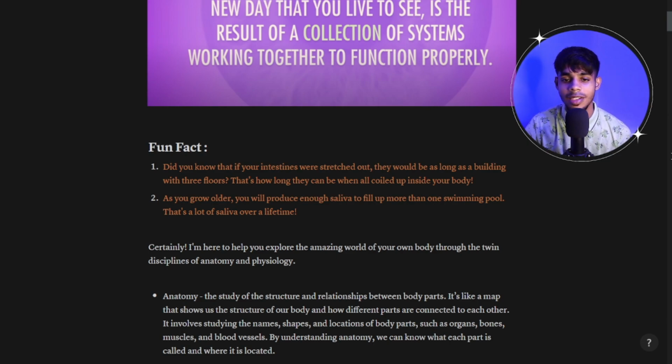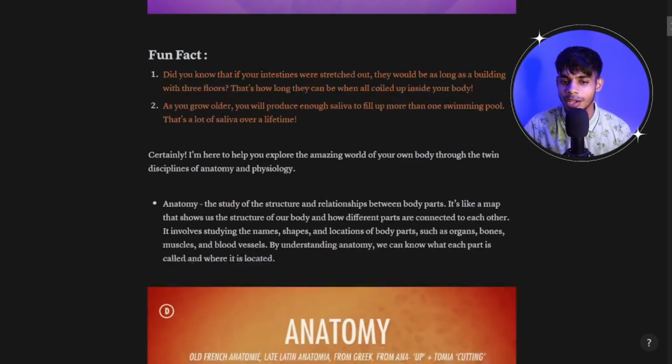The second fun fact that you can make note of is the amount of saliva you produce by the time you turn 65 or 70. If you see the amount of saliva you produce, it can completely fill up an entire swimming pool. Now, these are the 2 fun facts that I thought of sharing with you guys. So maybe tomorrow, whenever you're making a PPT for your college or for your learning purpose, maybe you can drop in these fun facts as well.